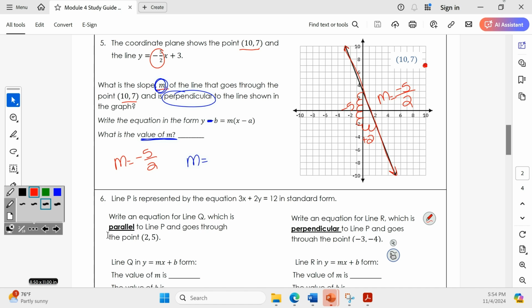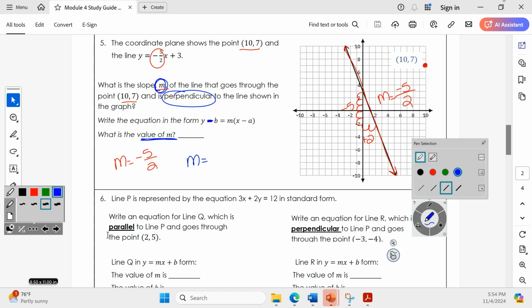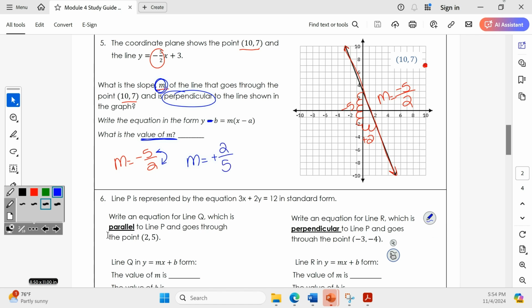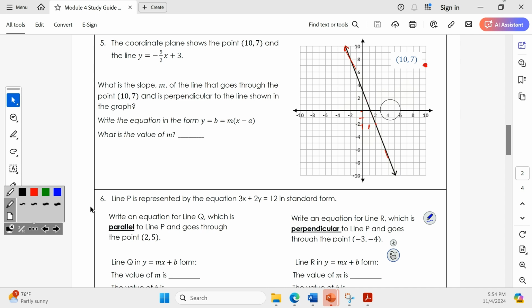So what would the perpendicular slope be? Well, it's going to be the opposite. So if it was negative, it's now going to be a positive number. And it's going to be the reciprocal, meaning I have to flip the fraction: 2/5. So what is the value of m? 2/5. There's no need to identify your A and your B. We don't care about those. All you have to do is identify the m. Okay. I'm going to try to get to question 6 before my time runs out.